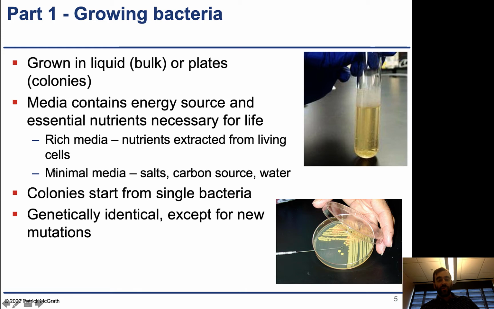So you could start from something as simple as minimal media, and minimal media contains salts. These include things like magnesium, calcium. These are just elements that are necessary for any sort of life. So very simple types of salts, magnesium sulfate, potassium chloride, something like that. And you would have a range of these salts to cover all of the different elements. And then you have a carbon source, so this might be glucose, and the glucose contains carbon, nitrogen, oxygen, and hydrogen molecules, and then water.